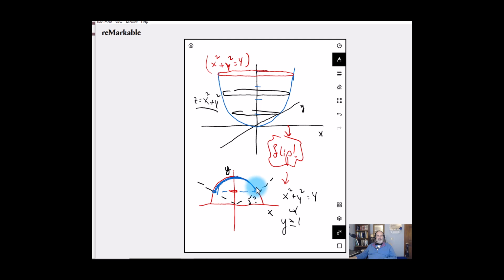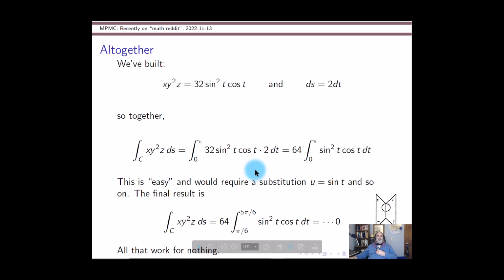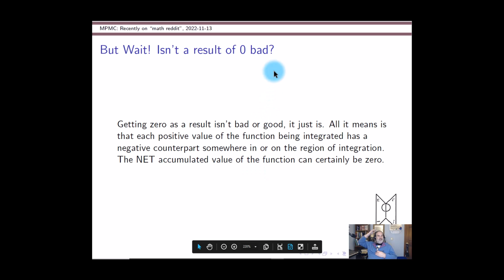and for every positive x, where here we would calculate x, y squared, z with that positive x coordinate, there is a mirror image of that point over here where we're calculating x, y squared, z with the negative x. And so every contribution to the integral from the right half of this arc has a canceling contribution from this other half. And so, no, it actually is not bad to get a result of 0. It's actually kind of nice. And you know this already from Calc 1, the integral of sine of x from 0 to pi over 2.